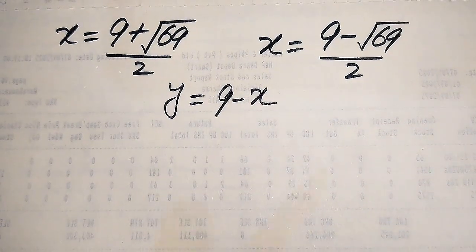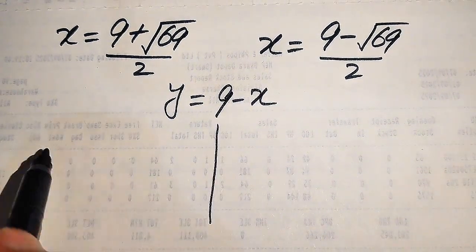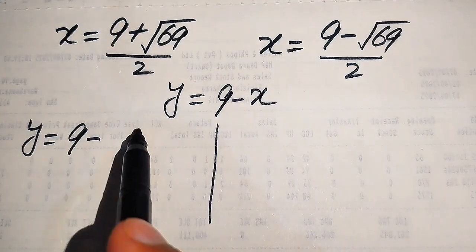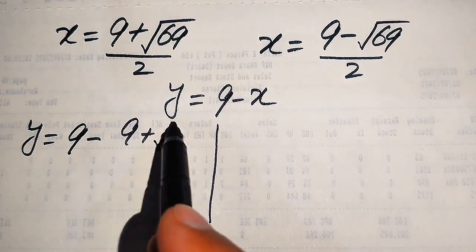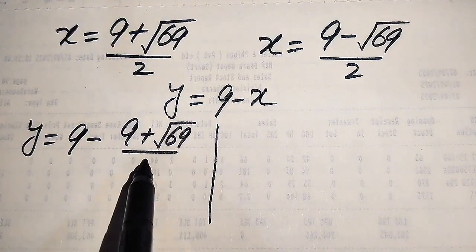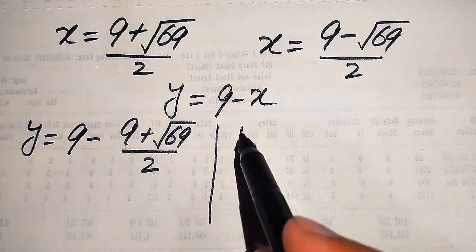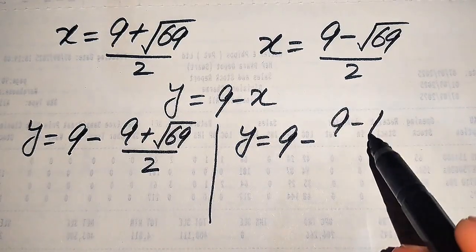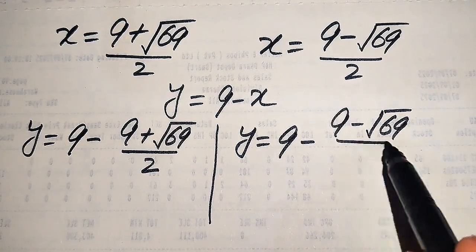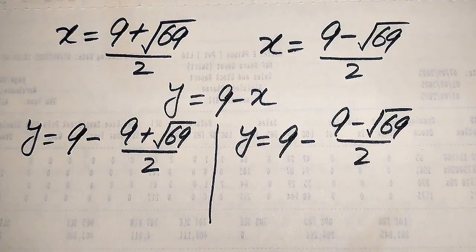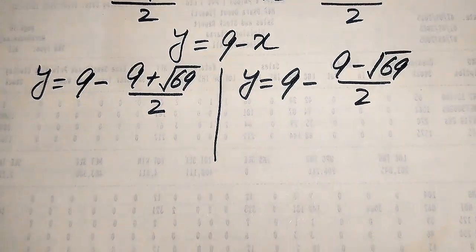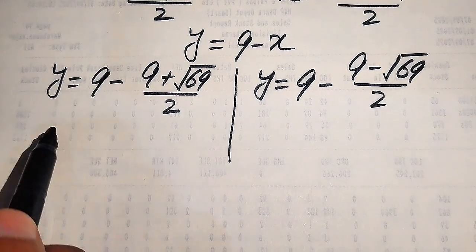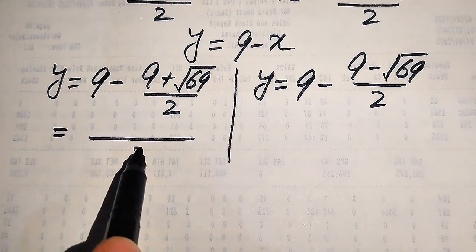So here when we substitute this value into the right hand side, it will be written as y is equal to 9 minus x. The value of x is 9 plus square root of 69 divided by 2, and from here we have y is equal to 9 minus x. The value of x is 9 minus square root of 69 divided by 2. So further in the next step we need more simplifications, and now first we need to simplify these terms. So here we need to take the LCM of these terms.